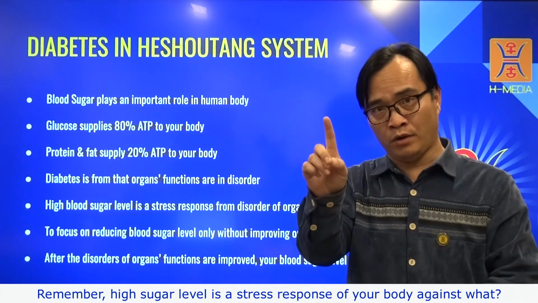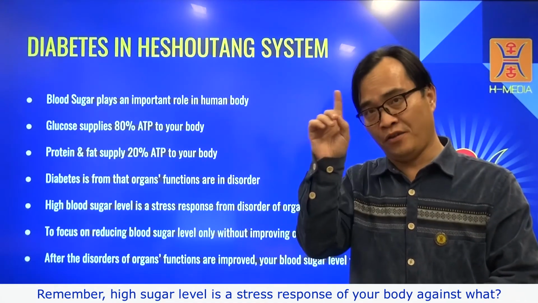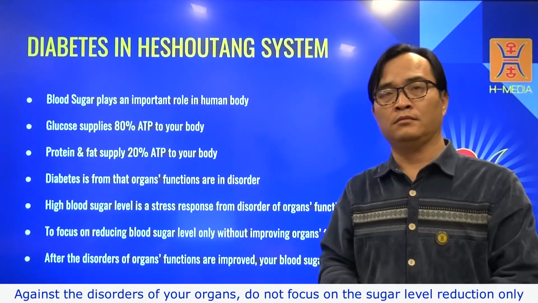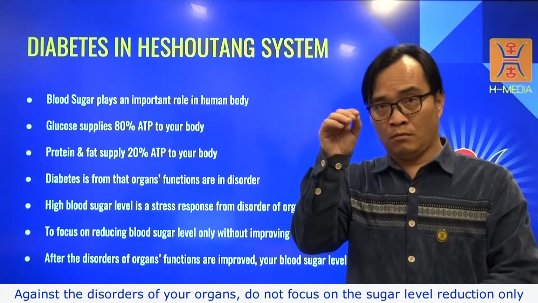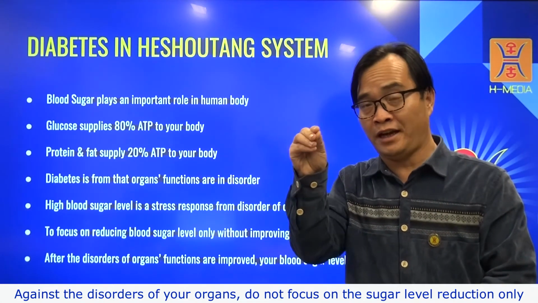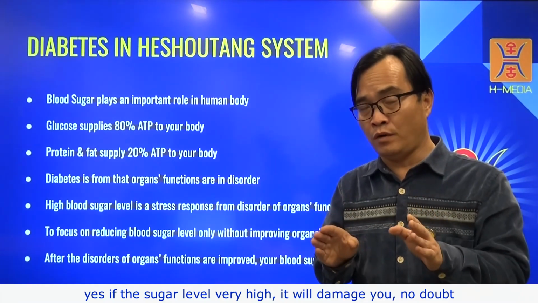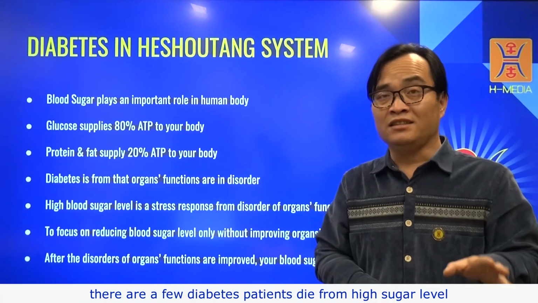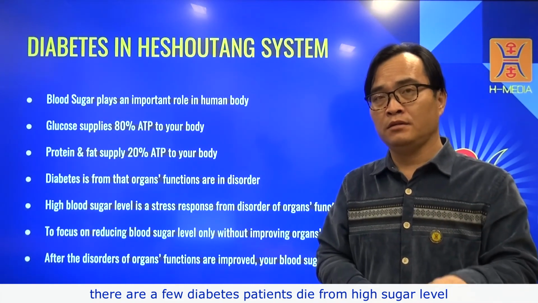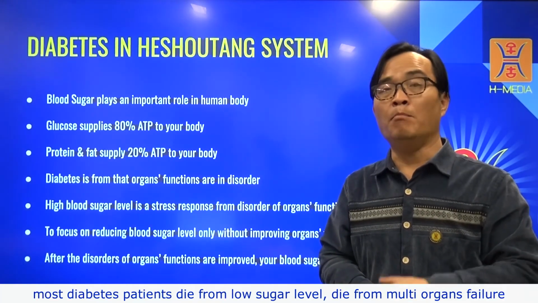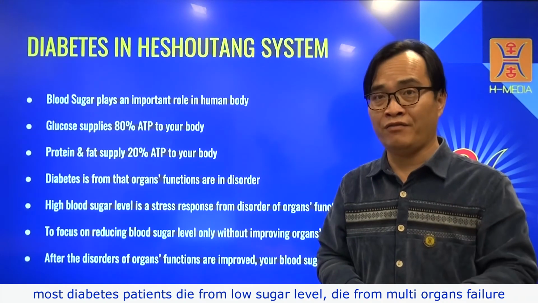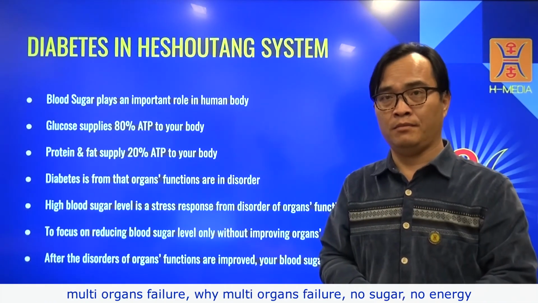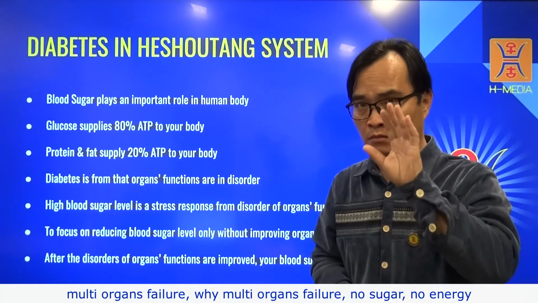Remember, high sugar level is a stress response of your body against what? Against the disorders of your organs. Do not focus on sugar level reduction only. Yes, if the sugar level is very high, it will damage you, no doubt. But according to my experience, few diabetes patients die from high sugar level. Most diabetes patients die from lower sugar level. They die from multi-organ failure. Why multi-organ failure? No sugar, no energy.